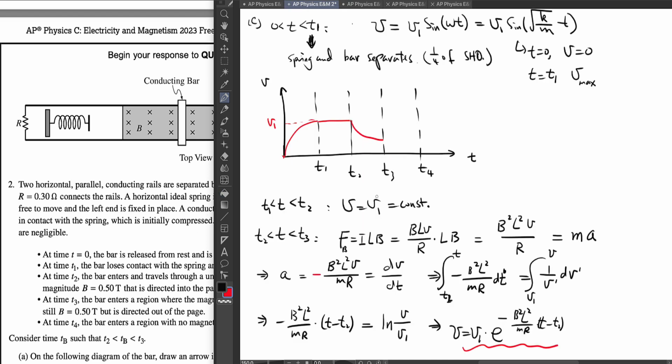So let's go back to the previous picture. It's still decaying using this relation here, until time t4. And then after that, because there's no magnetic field, the flux does not change anymore. So we're going to have a straight line here. That's a constant line.